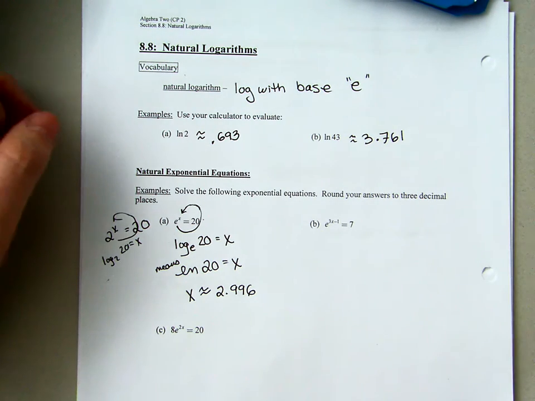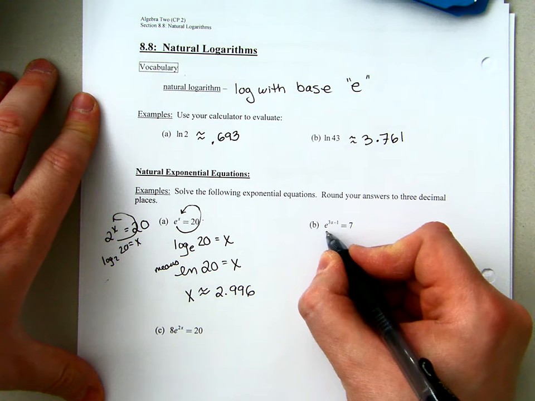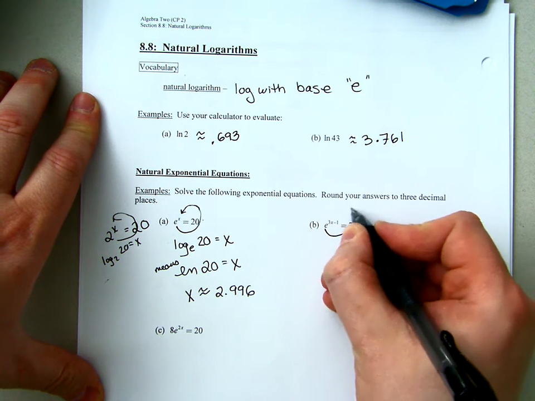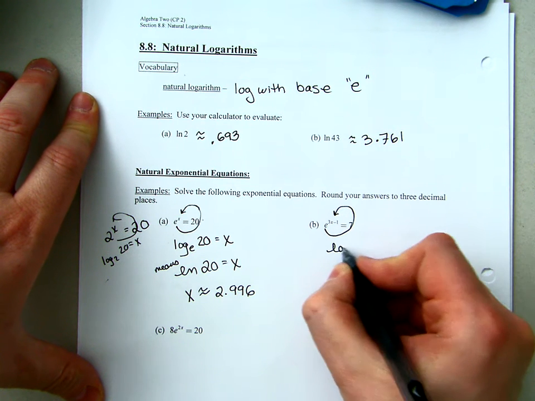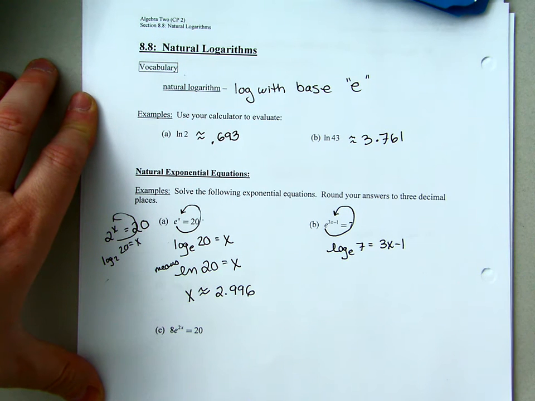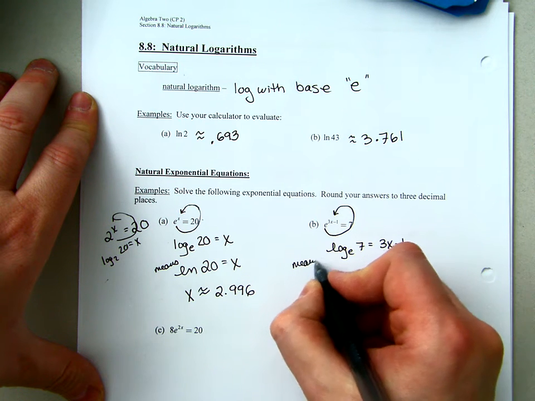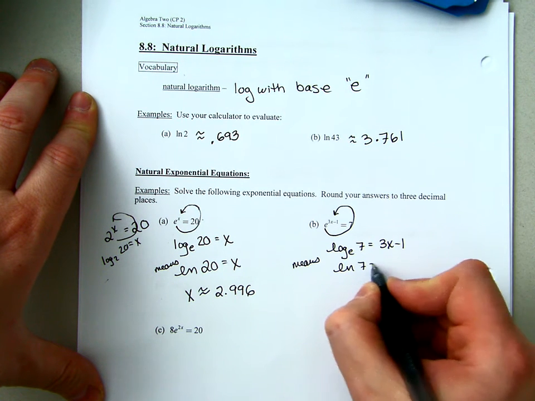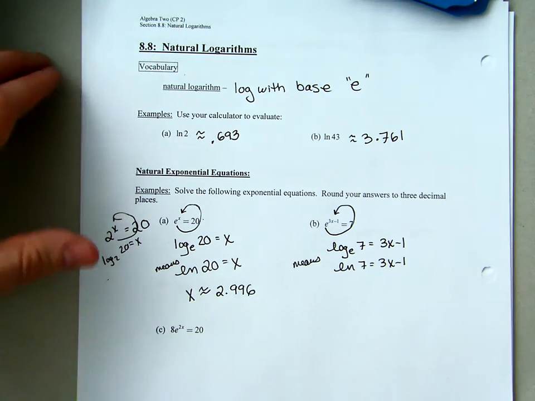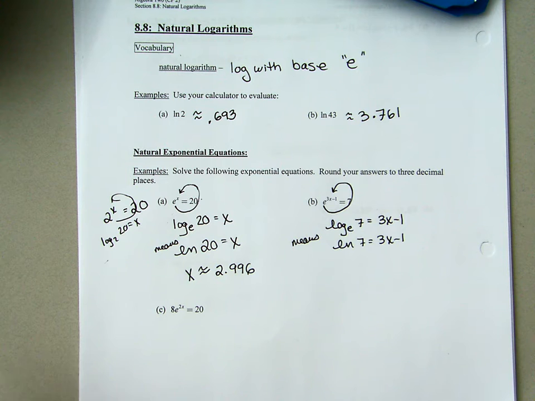Okay, well, letter B. We're going to put this in log form. Log with what base? E. Log base e of 7 equals 3x minus 1. Well, log base e of 7 means the same thing as what? Natural log of 7. You know what to do now. You're going to get a decimal for that thing. And then you're going to go through the algebra. You're going to show all the algebra. And let's see what we can do.